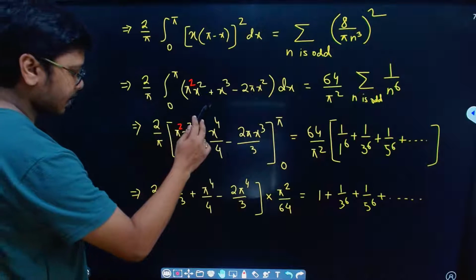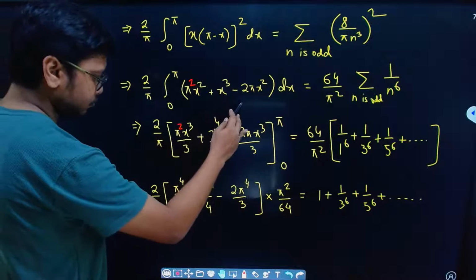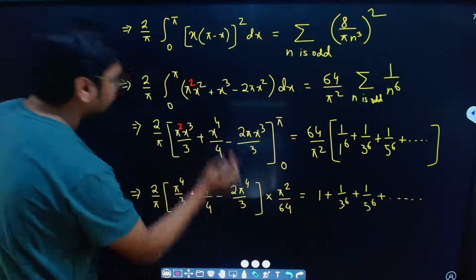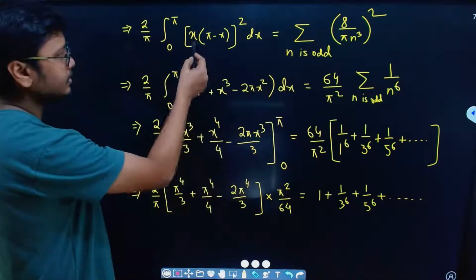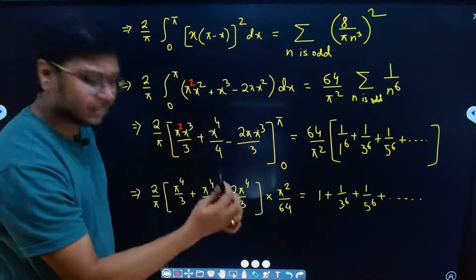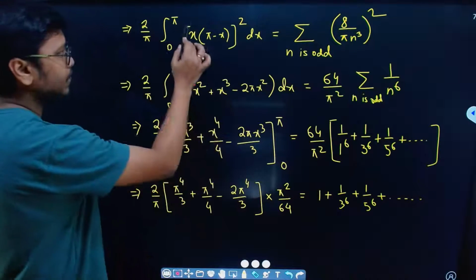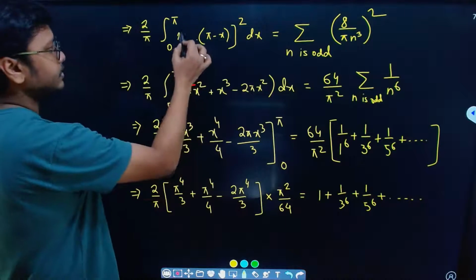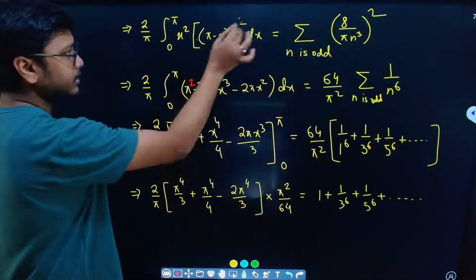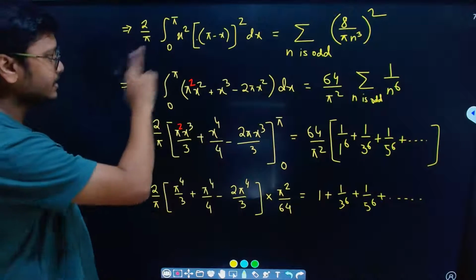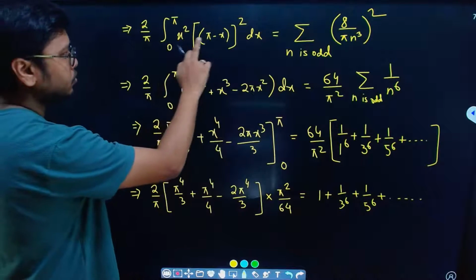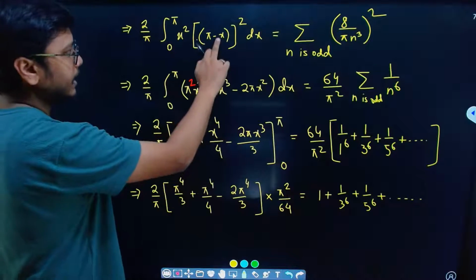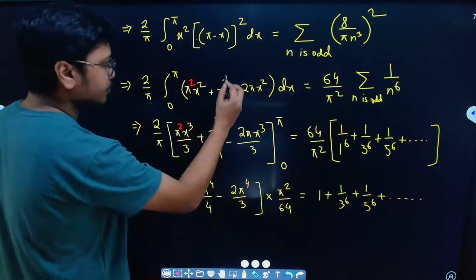Pi square x square minus 2 pi. Sorry, I'm making a mistake in the multiplication. This is an x inside a whole square. I just missed the whole square. So better I should write it this way, otherwise I'm making a mistake. It is x square into this thing whole square. So I was missing out one power. So this is basically pi square into x square. This is x square into x square, which is x to the power 4.